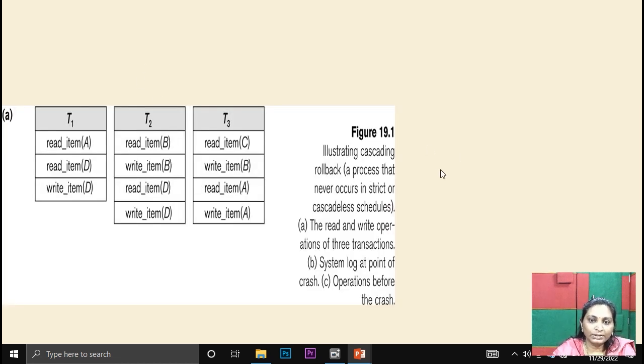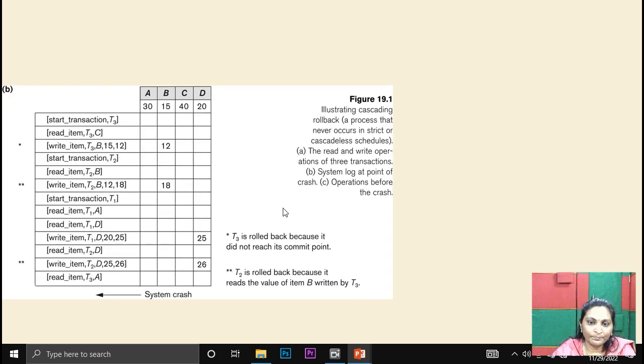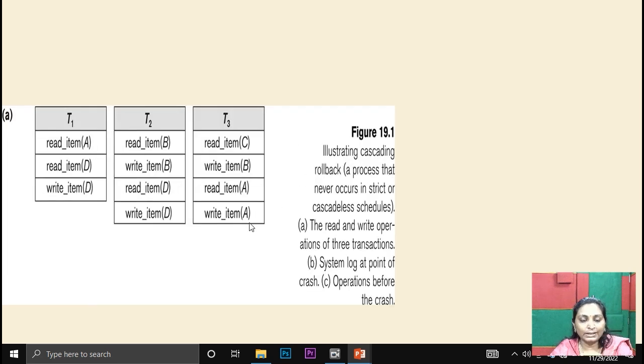Here T1, T2, and T3 are the three transactions. T1 reads atom A, reads atom D, and writes atom D. Transaction T2 reads atom B, writes atom B, reads atom D, and writes atom D. Transaction T3 reads atom C, then writes atom B, reads atom A, and writes atom B. If any failure occurs, then all the transactions will be rolled back.